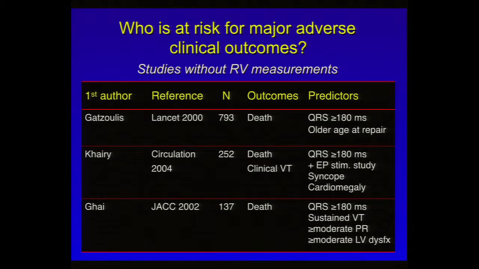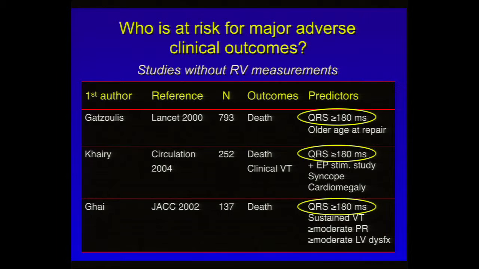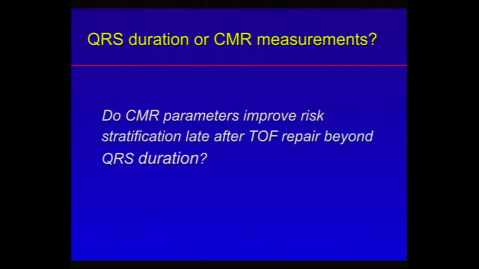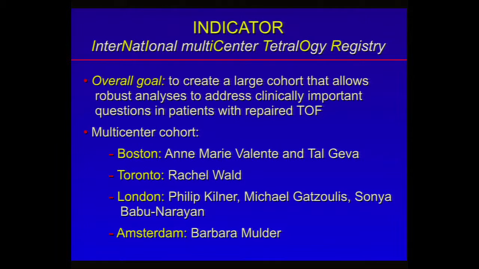Up until we were able to measure right ventricular size and function, the most commonly used criterion was QRS duration on the electrocardiogram of 180 milliseconds. So we asked ourselves whether or not cardiac MRI can provide additional benefit in terms of risk stratification. And that's when we initiated the INDICATOR, or International Multicenter Tetralogy Registry, which is a study from four large congenital heart centers in Boston, Toronto, London, and Amsterdam.